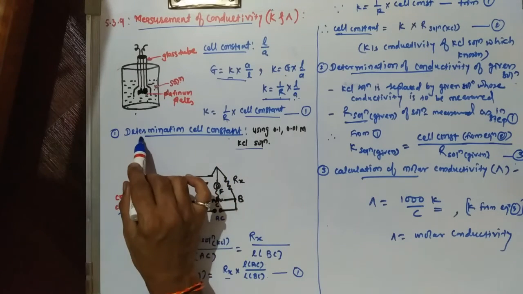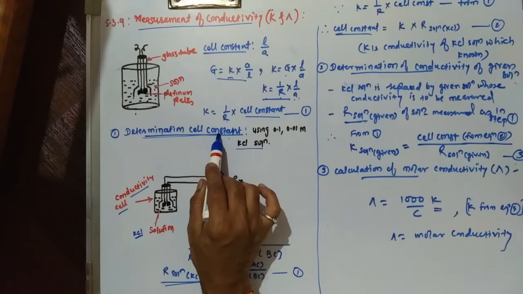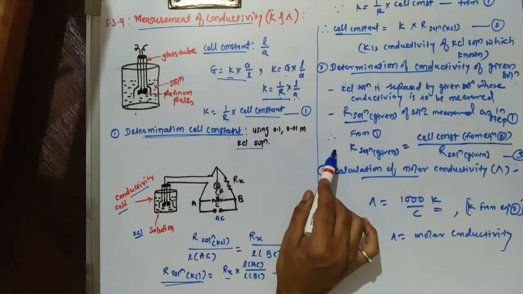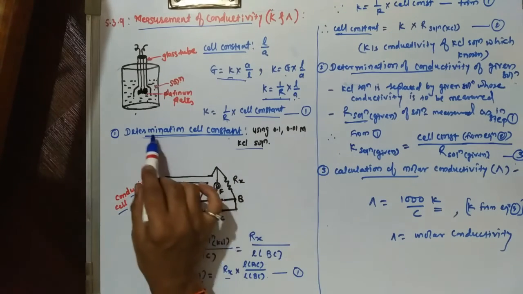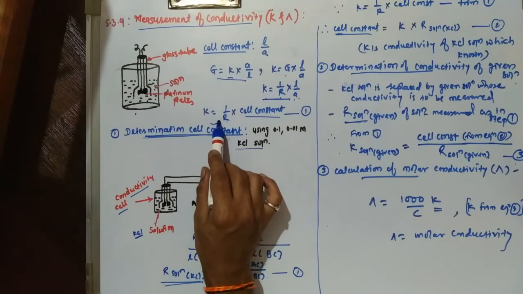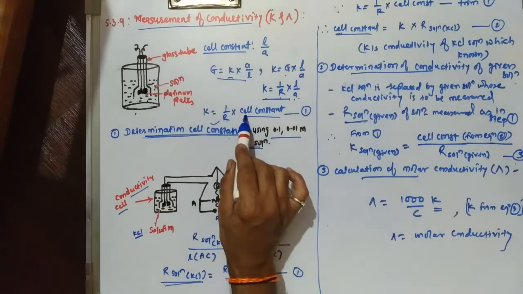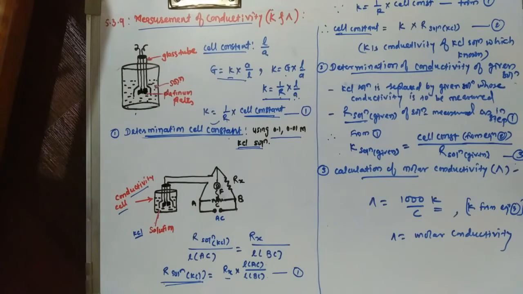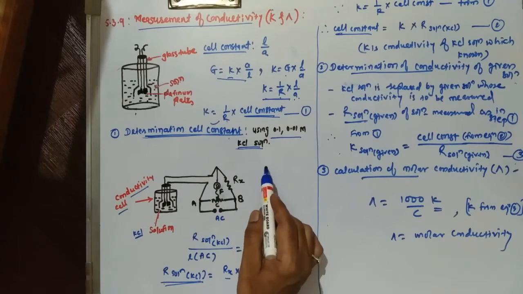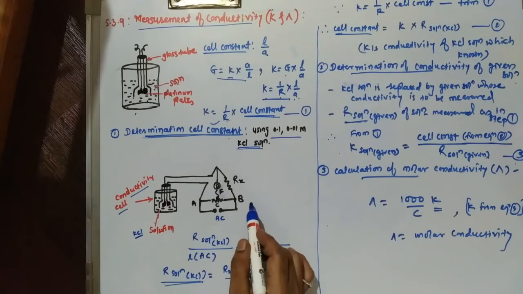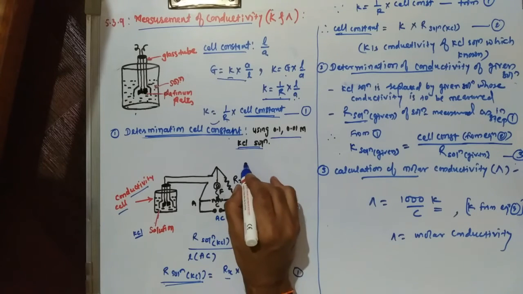Here in the first step, we are not taking the solution whose conductivity or resistance is to be measured. To find out the cell constant, we are taking the KCl solution. First of all, we have to decide the cell constant. Now here the resistance of the KCl solution is measured by Wheatstone's bridge experiment. So this is the Wheatstone's bridge experiment.